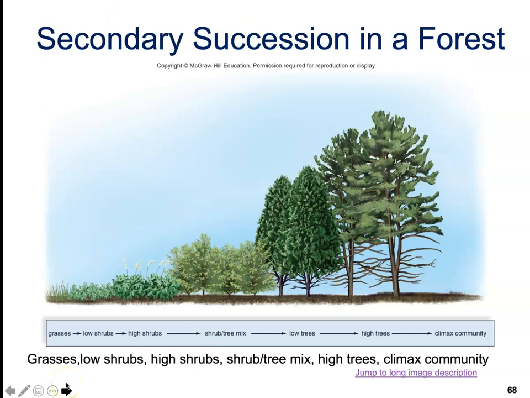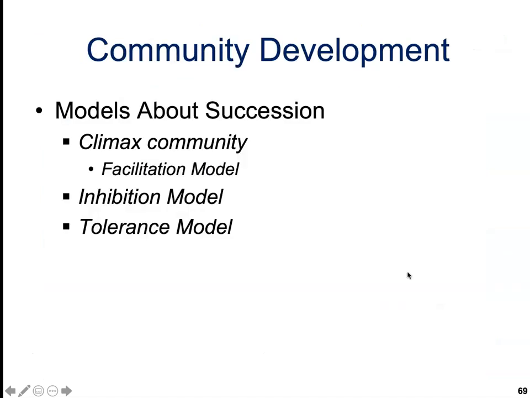Here is another diagram that kind of walks you through it, where we start off with grasses and low shrubs, then we move to high shrubs, a shrub-tree mix, low trees, and then finally high trees until we reach the climax community. The climax community is succession in a particular area that's always going to lead to a mature and stable community identified as the climax community.